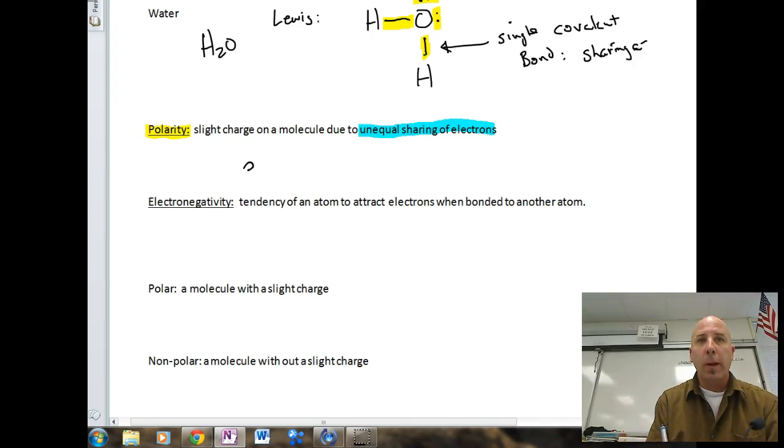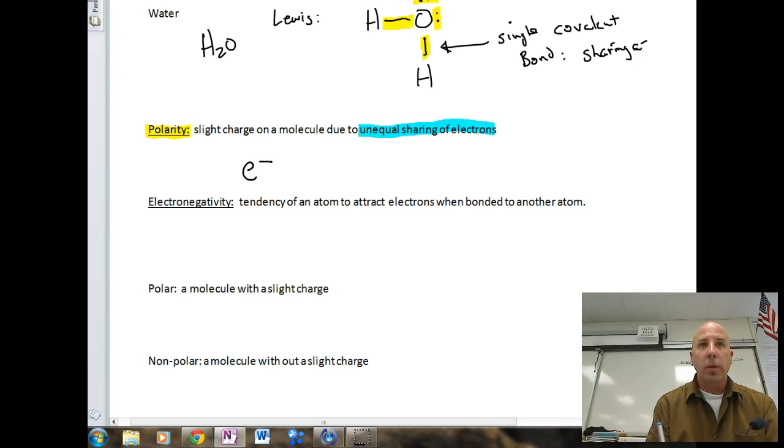And remember, an electron is a negative charge. So if we have a molecule with a lot of electrons on one side of it and few electrons on the other side of it, that molecule is going to be a little bit negative where all the electrons are hanging out, because electrons, once again, are negative.